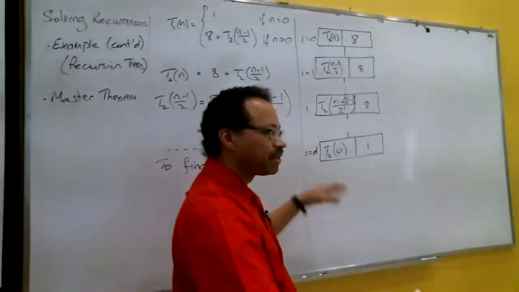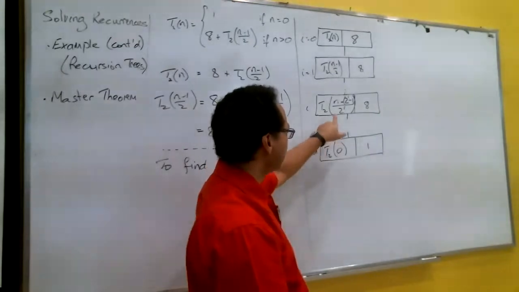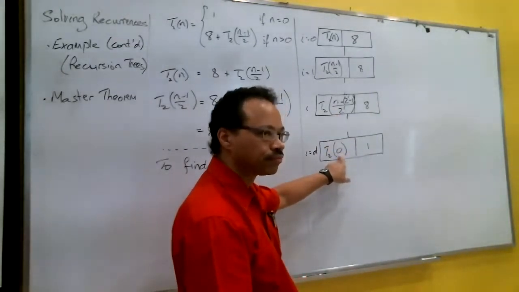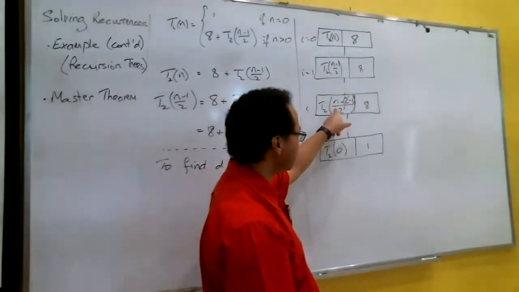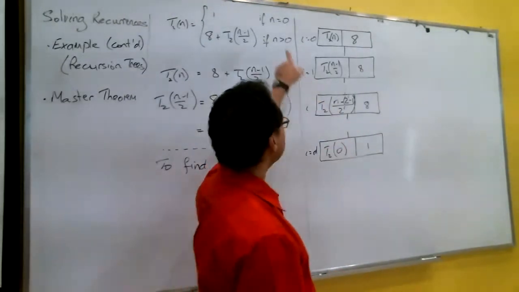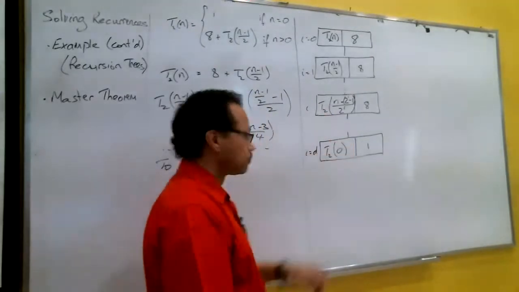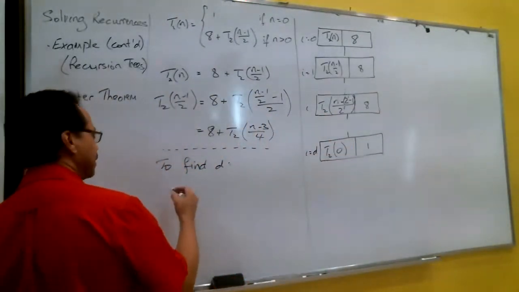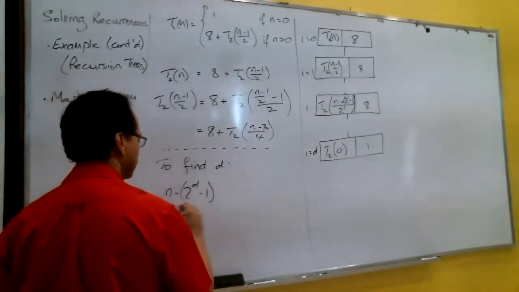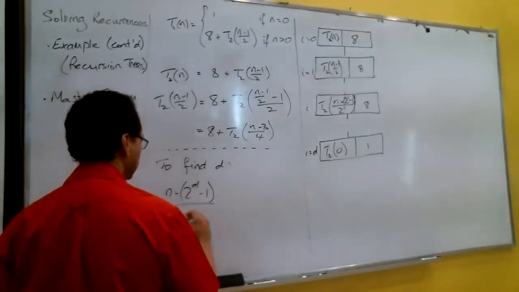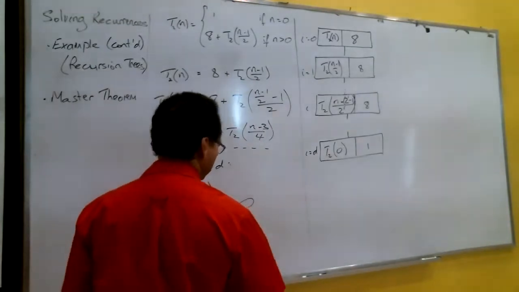Well, D is going to be defined by that level when the input size becomes 0. So D is that very specific value of I, such that the input size matches the condition for the base case. Which in this case means that n minus 2 to the D minus 1 over 2 to the D must be equal to 0.